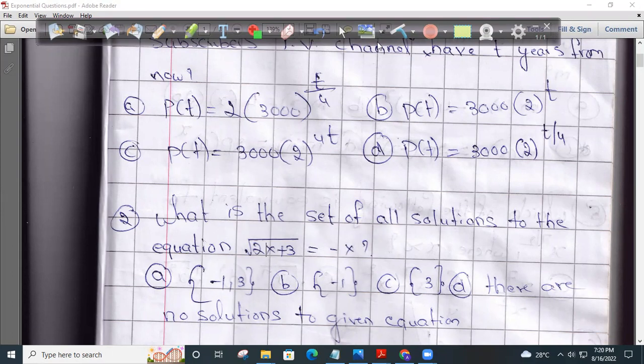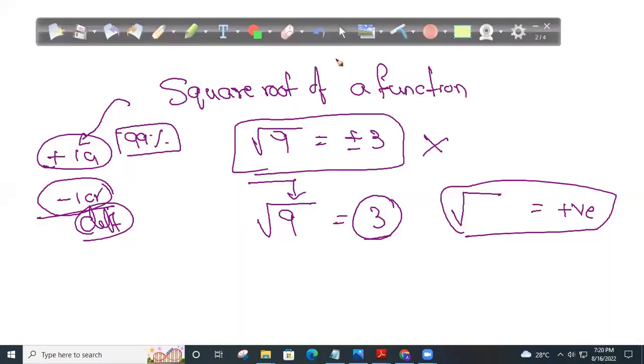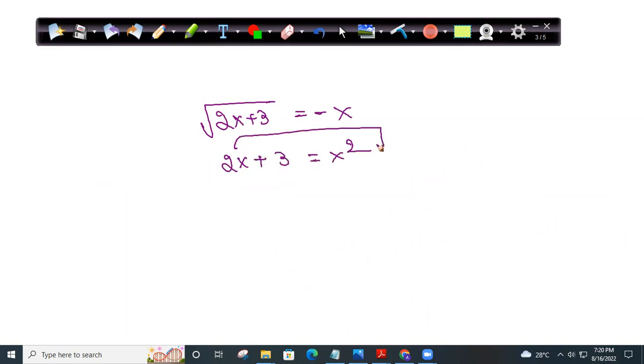What is the answer? This is how generally 99% of the students will do it. Square root of 2x plus 3 is equal to minus x. Then you will square both sides: 2x plus 3 is equal to x square. Bring this to this side: x square minus 2x minus 3 is 0. Then you will factorize: x square minus 3x plus x minus 3 is 0.